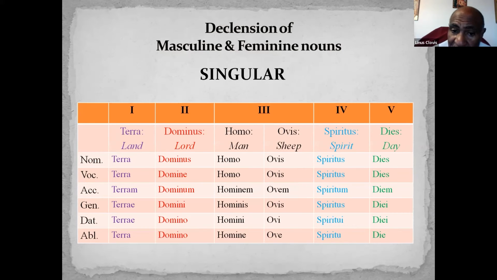For the accusative, it always ends in M. And it also carries the characteristic vowel. Okay, so it's am, em, um, um, em. The genitive, well, we have the characteristic ending for each one. So ae, i, is, us, and ei. The dative, again, you can see it's the one that's off. It looks exactly like the ablative, except that for that variation, the a becomes e, e becomes i, and so on.